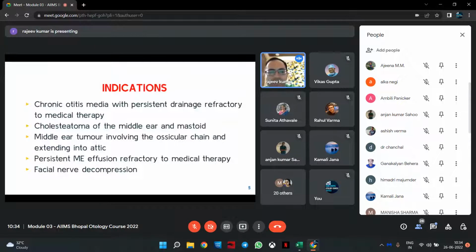Now, just briefly, the indications: chronic otitis media, which is persistent drainage and refractory to medical therapy. Second is cholesteatoma of the middle ear and mastoid air cell system. Any middle ear tumor involving the ossicular chain and extending into the attic, any persistent middle ear effusion refractory to medical therapy, and facial nerve decompression also in certain post-traumatic cases or even in Bell's palsy which is not responding to medical therapy.